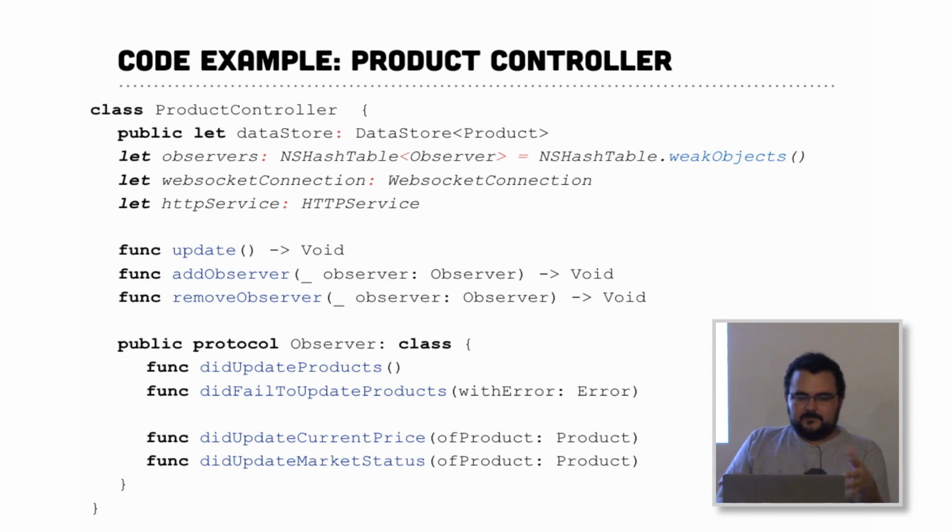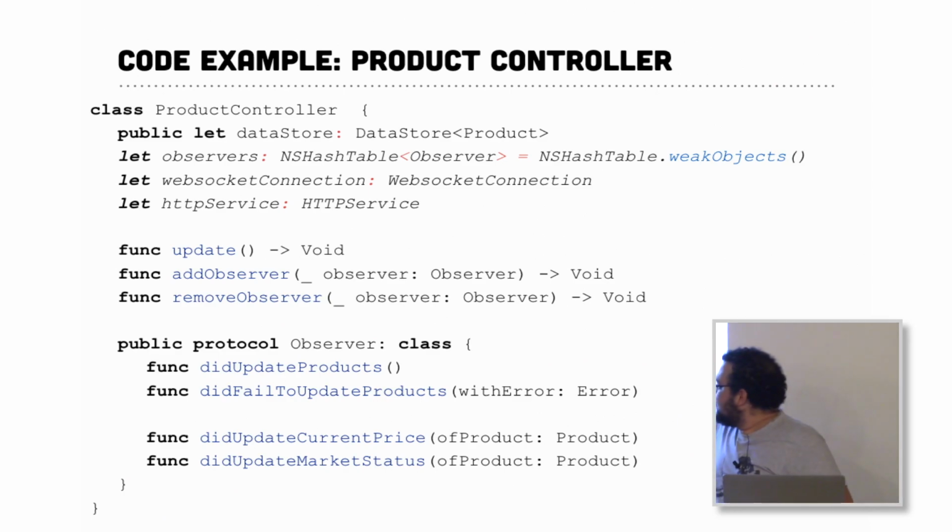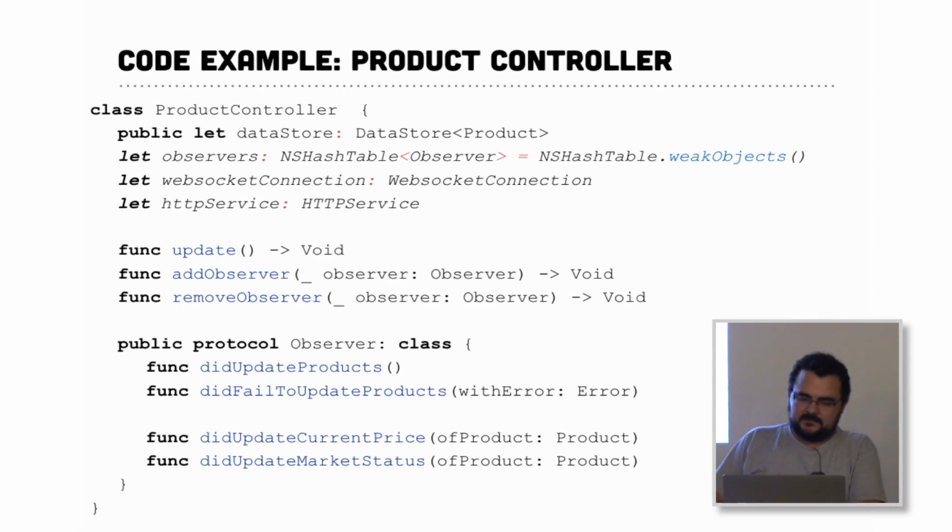for when the call is finished. For example, you call update, and then we'll do the HTTP service call, and you get a callback with this did update product. And you know that's how we do the initial HTTP call. And then after that, the product controller internally will subscribe for updates in the list of products that it just got. And then you get callbacks on the did update current price for a certain product.